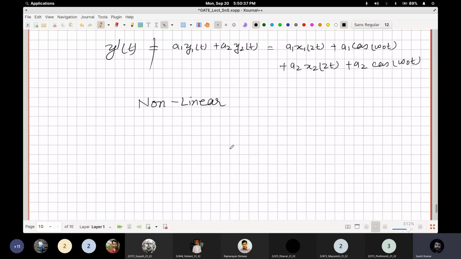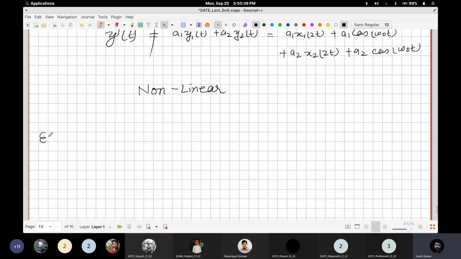And just based on this only, you can now conclude about these problems. Let me just write this. y of t is equal to e to the power 2t cos omega naught t x of 2t plus 3, and plus, let me just write this here, 3. Tell me whether this system will be linear or not. It's going to be non-linear.